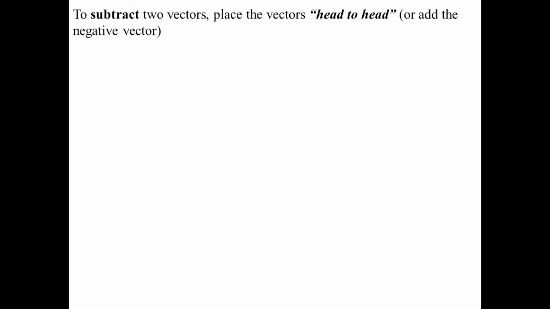Subtraction, I think of it as adding a negative vector, but instead of sliding it head to tail, basically you slide it head to head. So there's vector A. Now I want to go minus vector B.